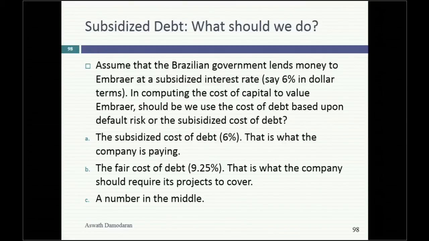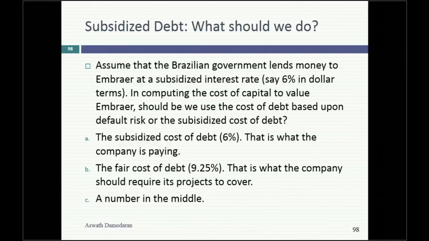Couple of final points. Embraer used to be a Brazilian government company, just like Petrobras. As part of the Brazilian government, it was something the government was very proud of, and who can blame them? So they get this subsidized debt from the government, where instead of paying the 9.25% I estimated, let's say they get to pay 6%. This is part of a bigger question I'm asking. You're valuing a company which has special ties to the government and has some kind of subsidy. In this case, the subsidy takes the form of a lower interest rate.